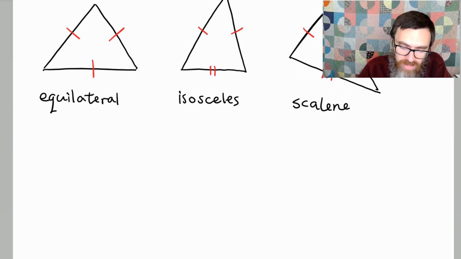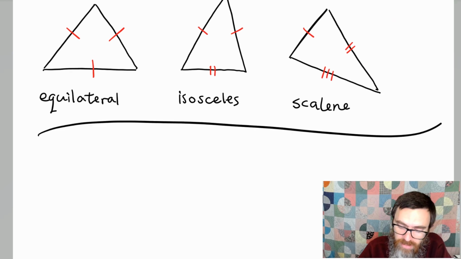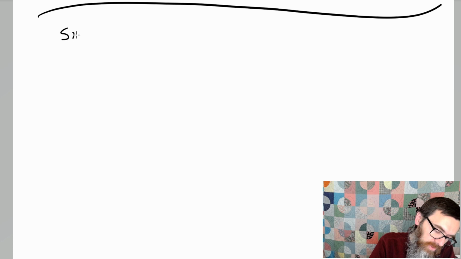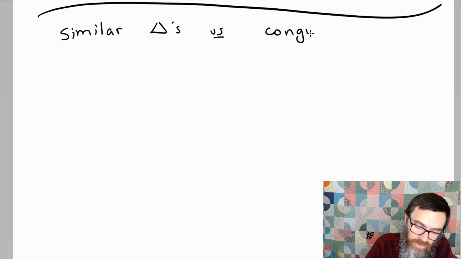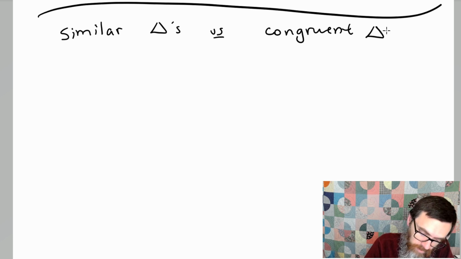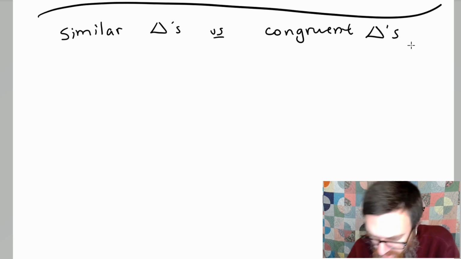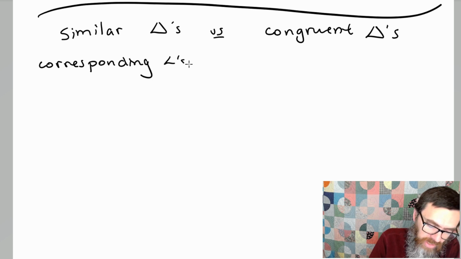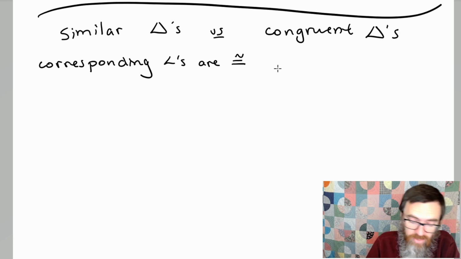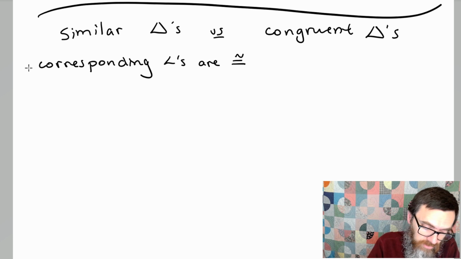Now, when we start to compare triangles, there are two types of comparisons that we have. We have triangles that are similar versus triangles that are congruent. So for both of these, corresponding angles are congruent. So it's going to be true for triangles that are similar and triangles that are congruent.